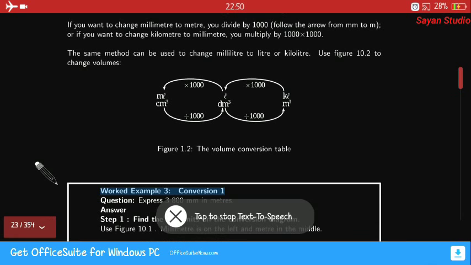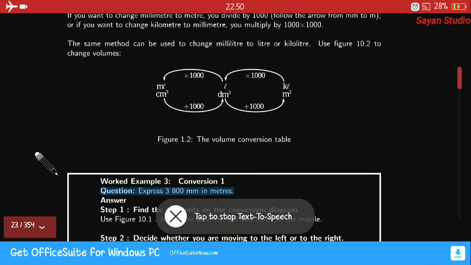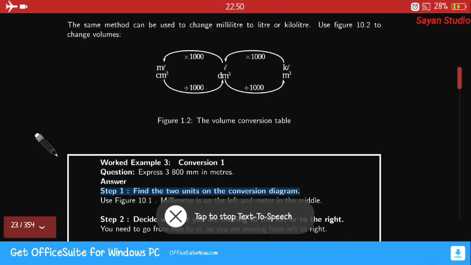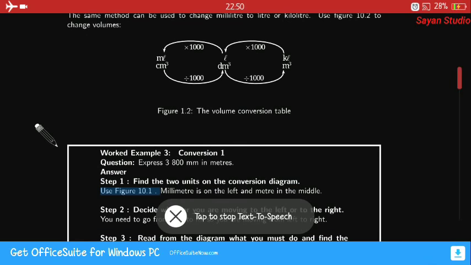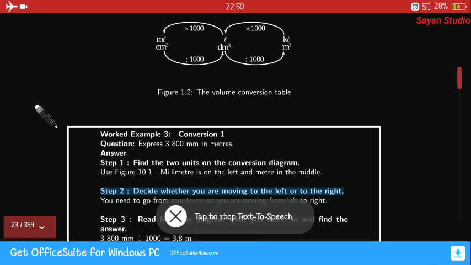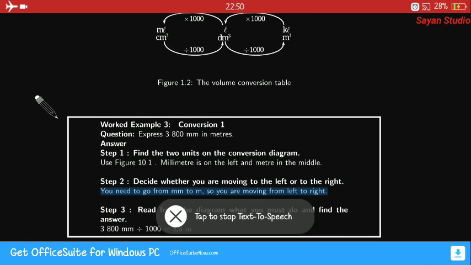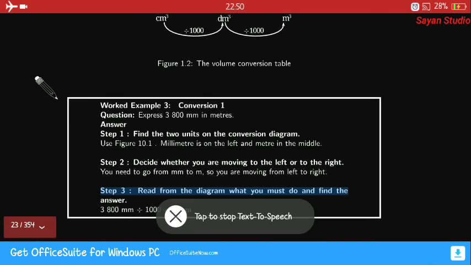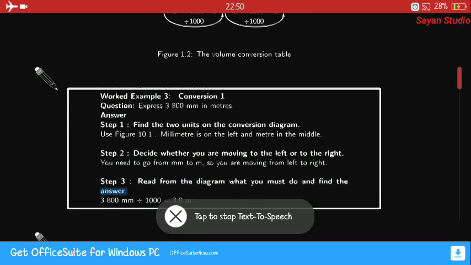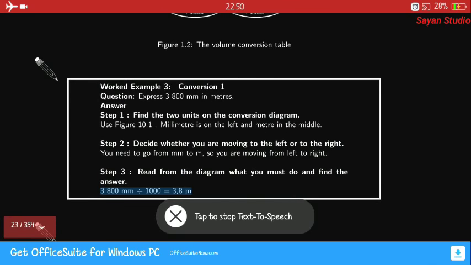Worked example 3, conversion 1. Question: express 3800 millimeters in meters. Answer. Step 1, find the two units on the conversion diagram. Use Figure 1.1. Millimeter is on the left and meter in the middle. Step 2, decide whether you are moving to the left or to the right. You need to go from mm to m, so you are moving from left to right. Step 3, read from the diagram what you must do and find the answer. 3800 millimeters divided by 1000 equals 3.8 meters.